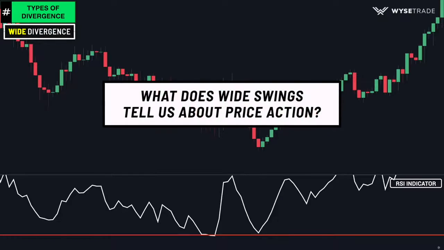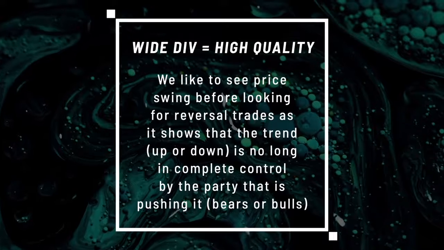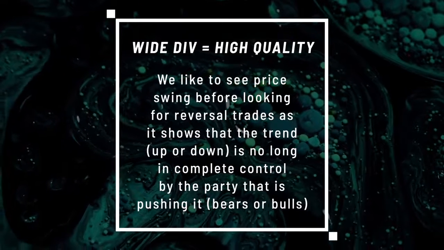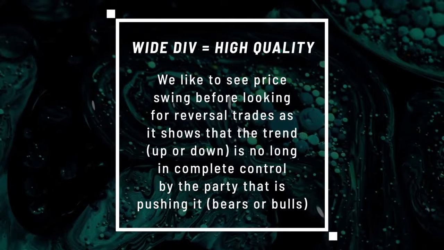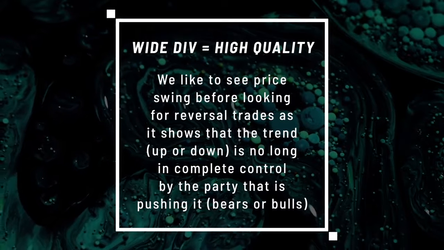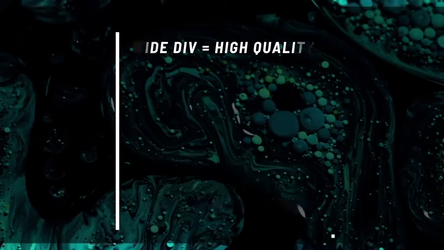So how do wide swings relate to price action? Wide divergence is also what we call high quality divergence, because we like to see wide swings and price moving sideways before looking for any kind of reversal trade, because it tells us that the side in control of the dominant trend before the reversal is no longer in complete control, hence causing the wide swings in both directions.